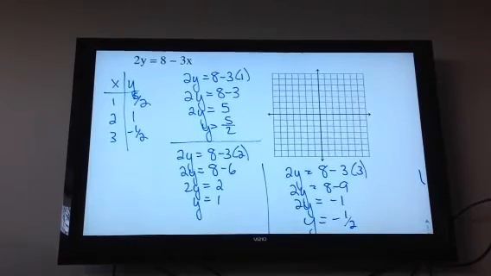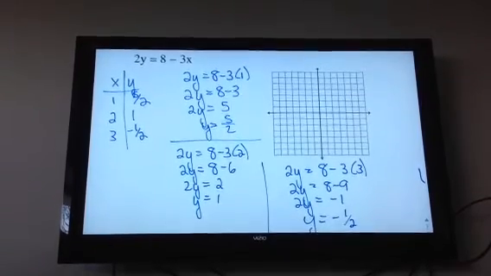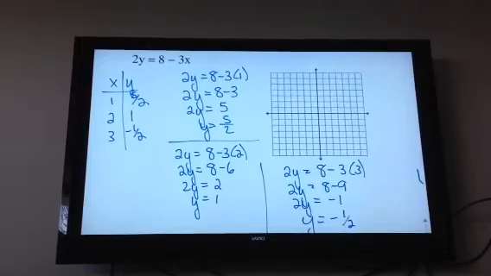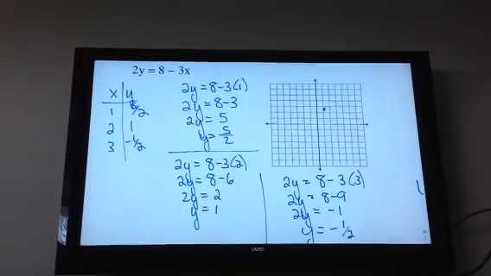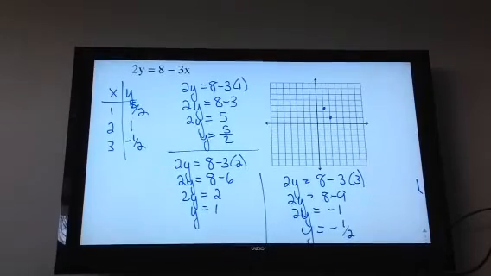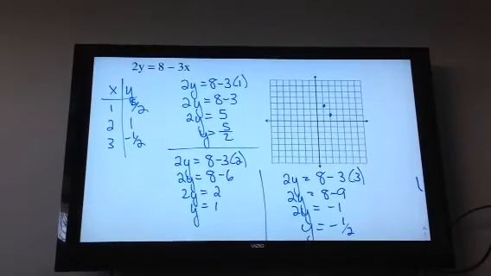So I plot, and I should get a line. So 1, 2.5. 2, 1. 3, negative half.